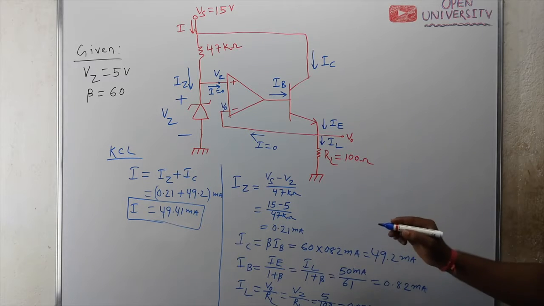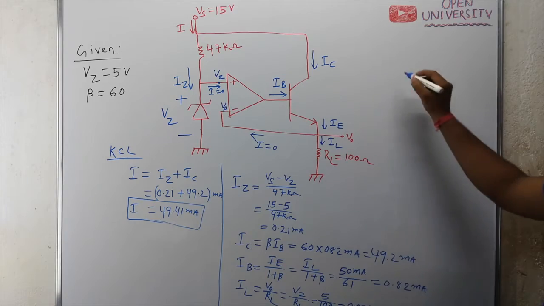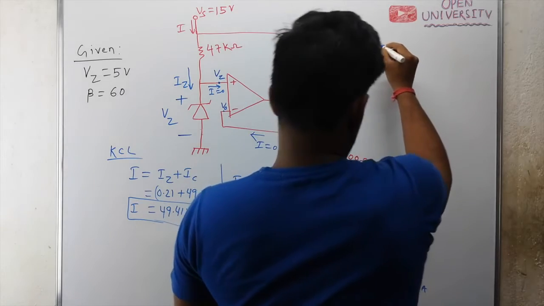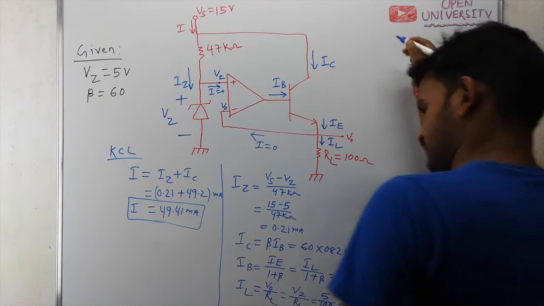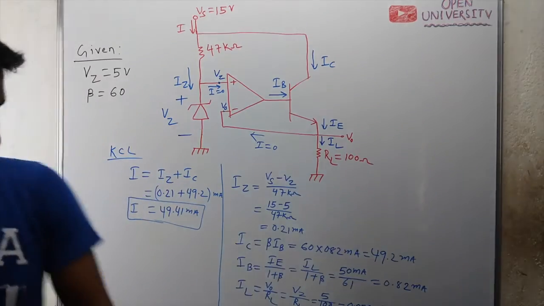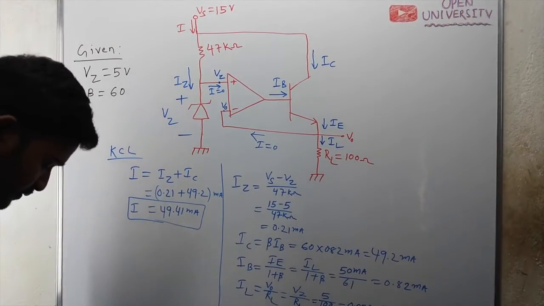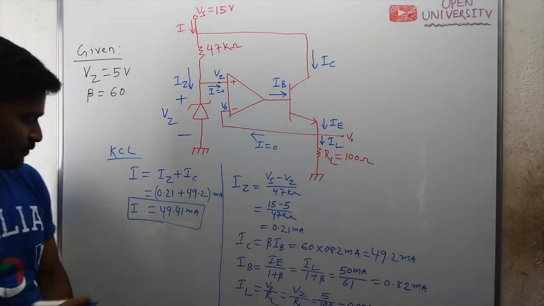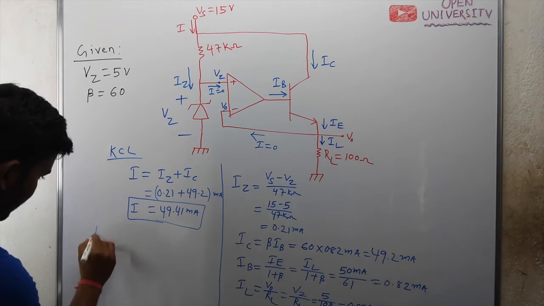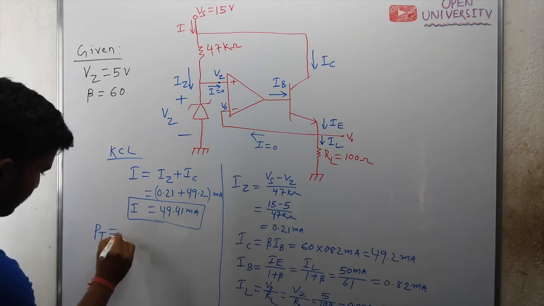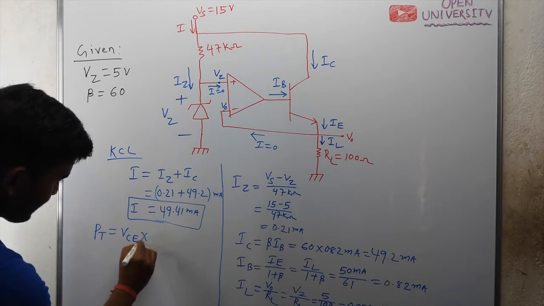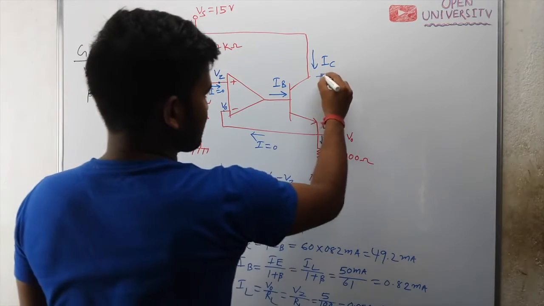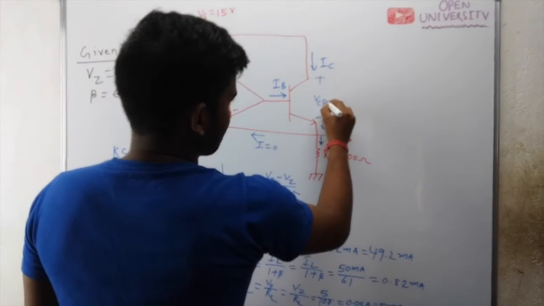Then, what is the power dissipation through the transistor? Here I am writing power dissipation through transistor. Power dissipation through transistor PT equal to VC into IC. This is your VC, plus or minus VC.